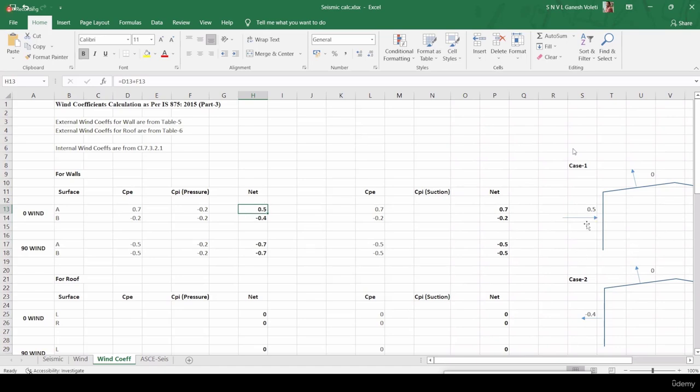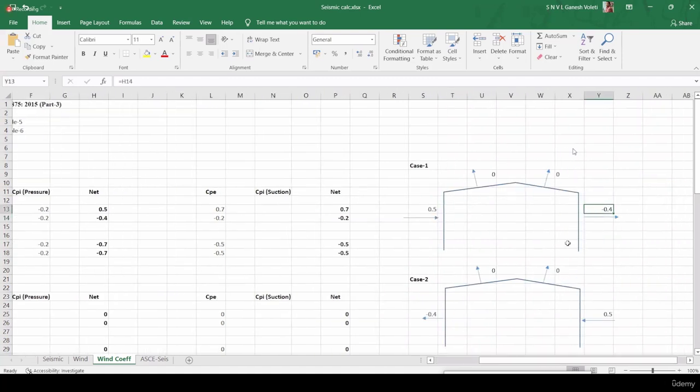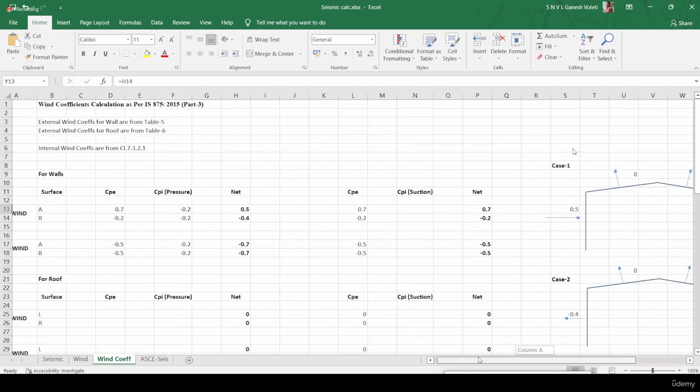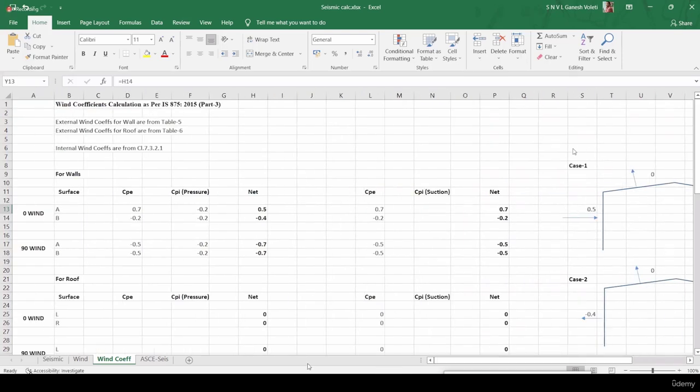This plus 0.5 acts towards the surface, in this direction only, right? Then you have minus 0.5 and minus 0.2. The summation gives the final net value of minus 0.4. This is on the B surface. The wind is going away from the surface, that's why you have got a minus symbol here, minus 0.4. Like that we have to see.